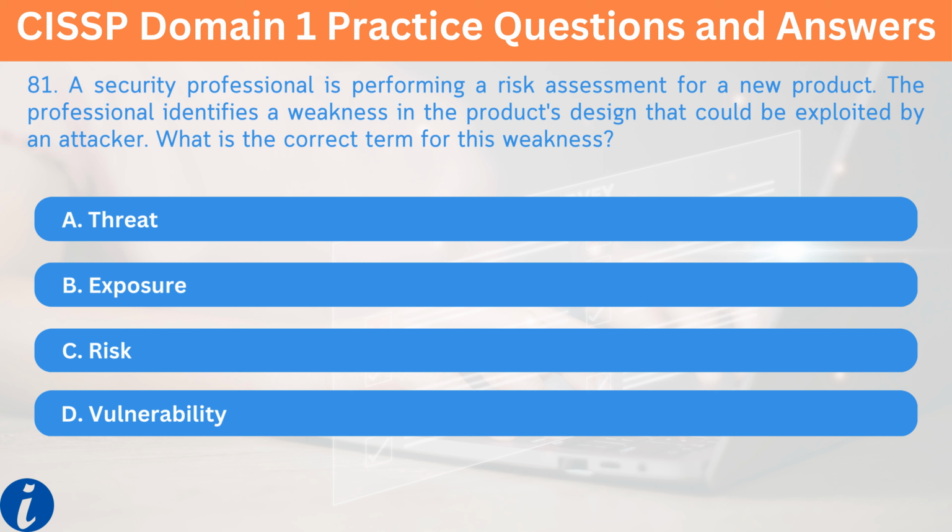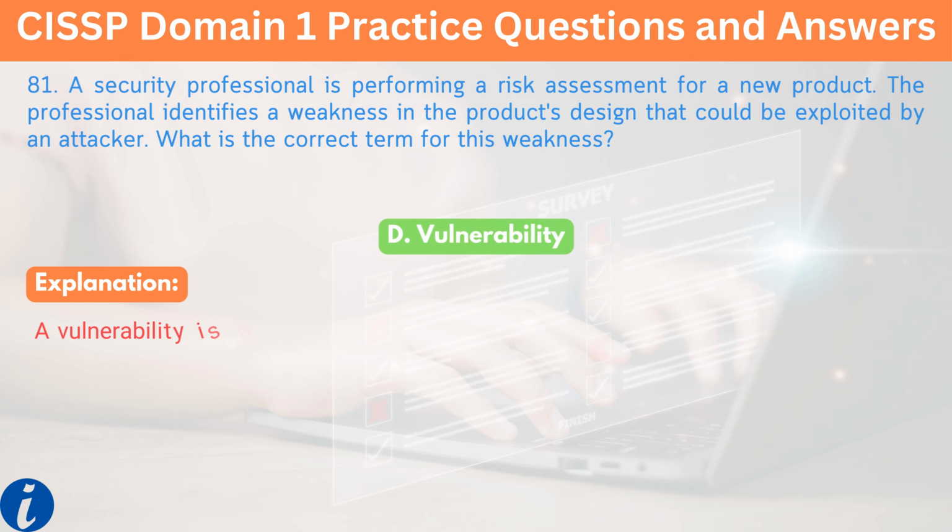81. A security professional is performing a risk assessment for a new product. The professional identifies a weakness in the product's design that could be exploited by an attacker. What is the correct term for this weakness? A. Threat. B. Exposure. C. Risk. D. Vulnerability. The correct answer is D.